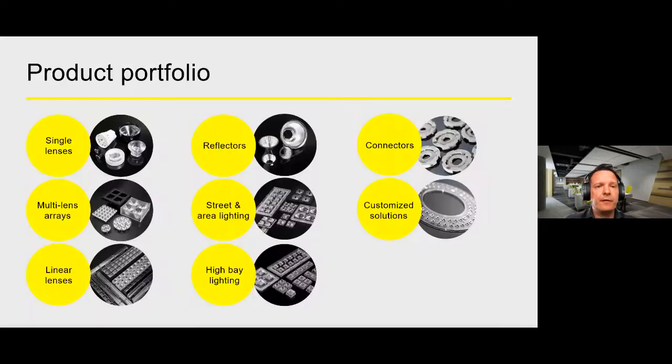So LED, as an optic manufacturer, has classified different kinds of optics we are providing. That could be a variety of single lenses in different diameters and tasks, multi-array lens systems. We have linear lenses, we have reflectors from aluminum and plastic. We have street and area lighting optics dedicated for this market, as well as for high bay lighting. Then we have also connectors and of course customized solutions we can offer here as well.